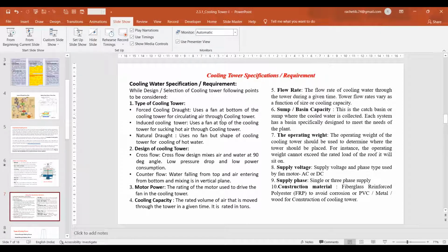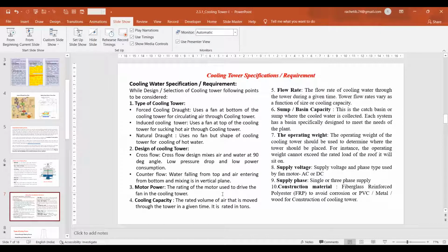Forced draft uses a fan at the bottom. Induced draft cooling tower uses a fan at the top, and natural draft uses no fan, but the shape of the cooling tower is used for the cooling of the hot water. Second, the design of the cooling tower: it may be a cross flow cooling tower or a counter flow. Cross flow design mixes air and water at a 90-degree angle, in a vertical plane. In counter flow, water falls from the top and air enters from the bottom.